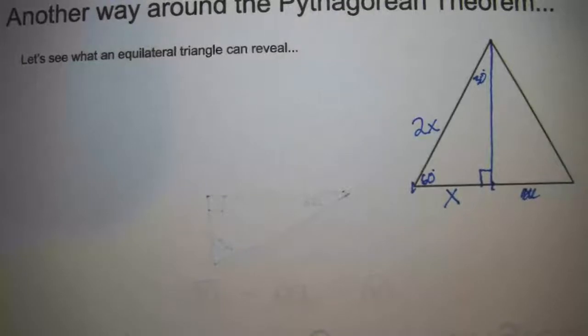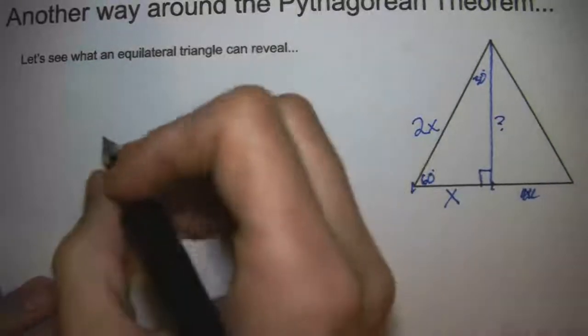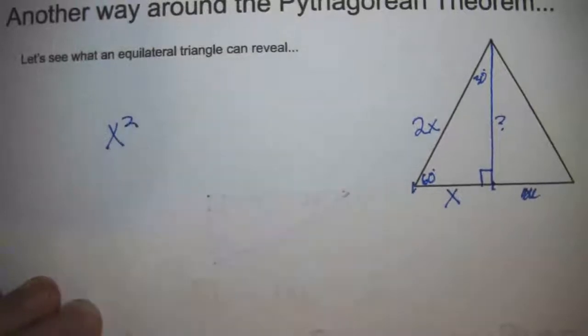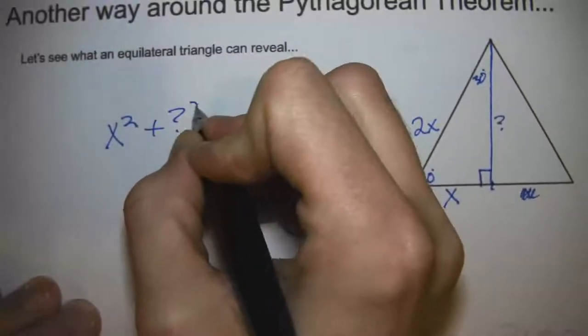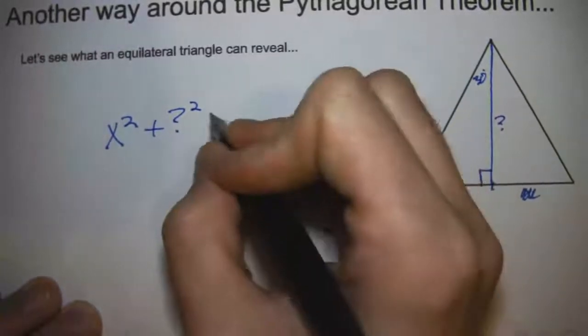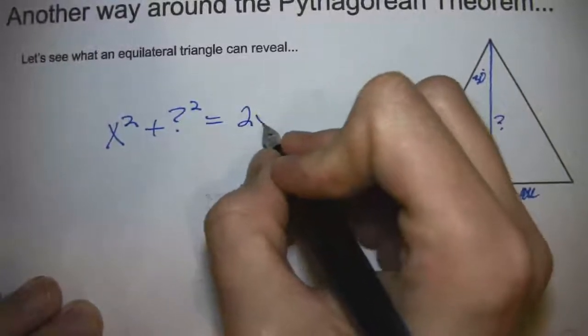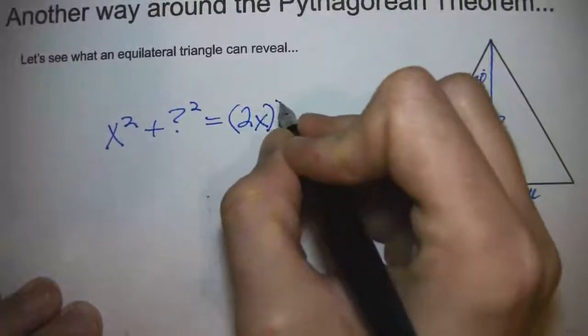So let's use the Pythagorean theorem, and we'll see if we can figure out what it's worth. I'm just going to use a question mark to represent its value at this point. That way we don't get another letter or variable in there. So again, Pythagorean theorem to start. In this case, I'll have x squared added to our unknown squared. And that's going to equal 2x all squared.